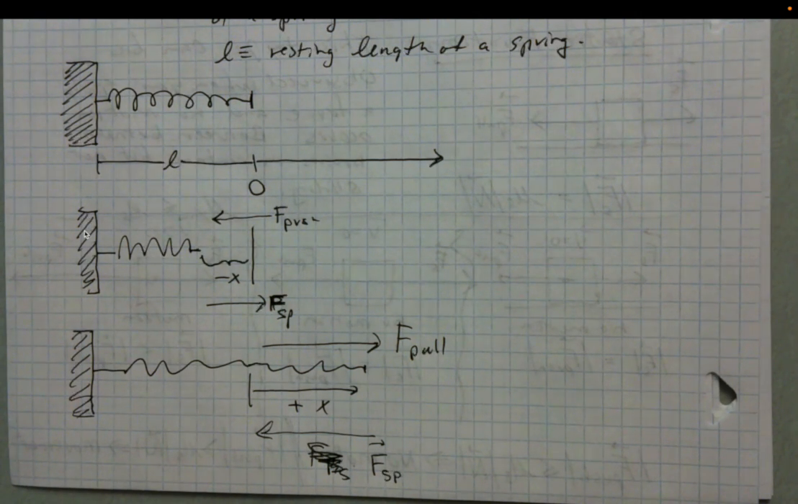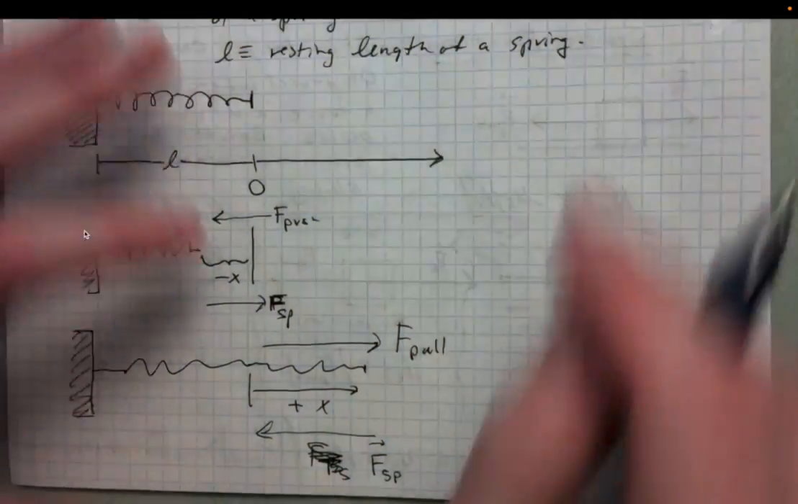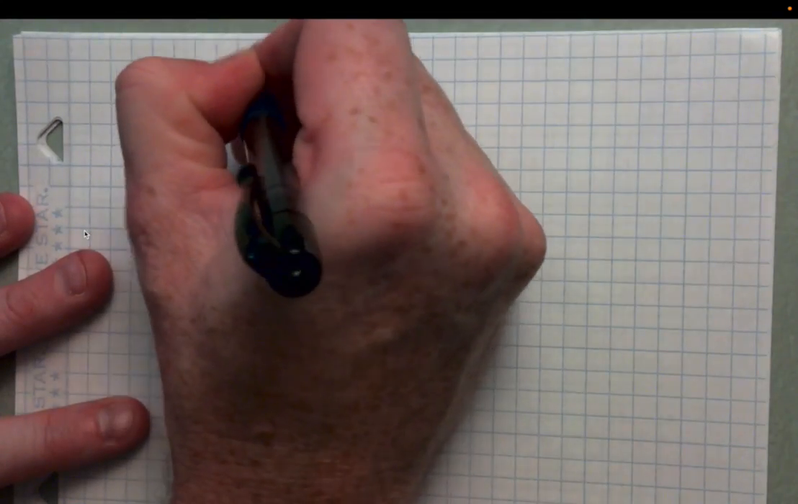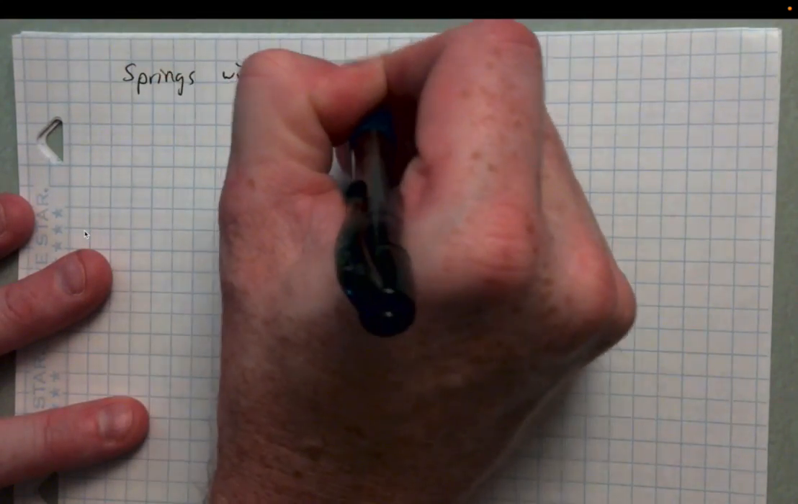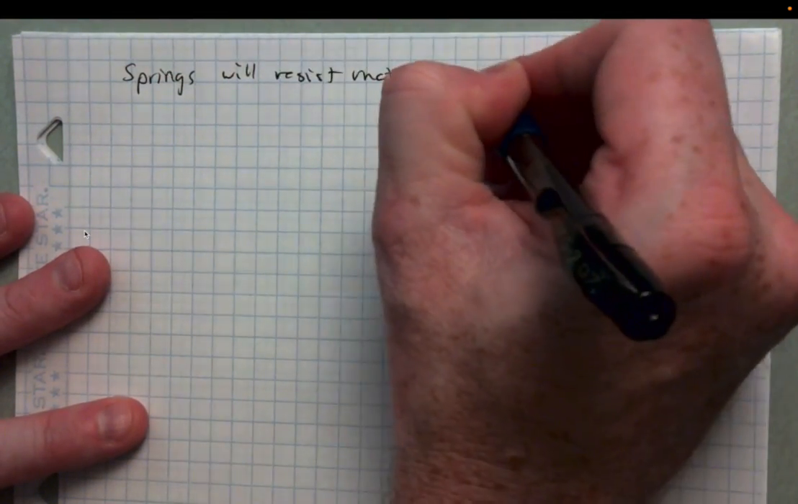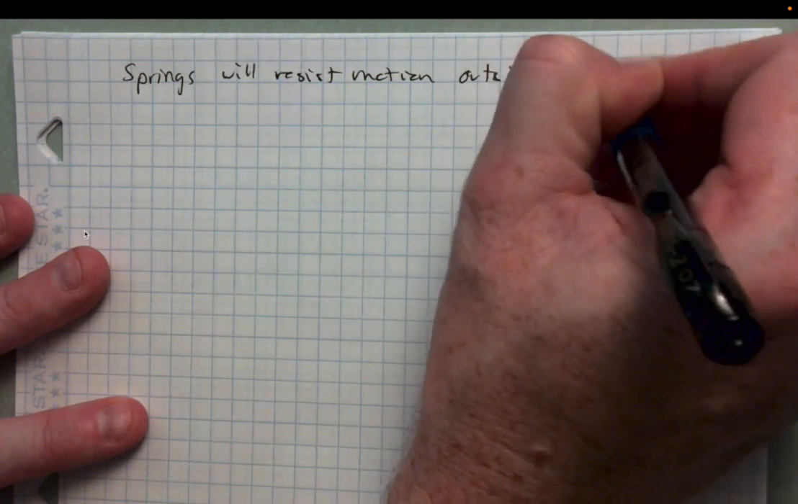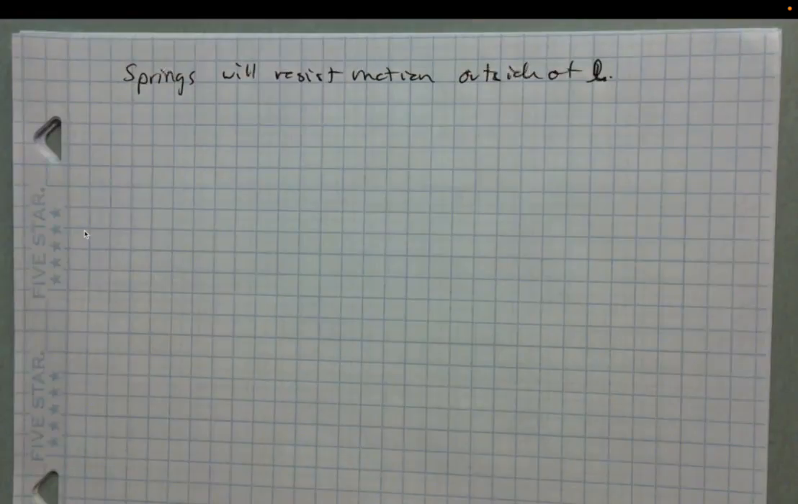We can think of springs as being, what's the word? I can't remember. It resists motion. It's restorative, right? So springs will resist motion outside of L, that's the key thing. Springs will resist motion outside of whatever L happens to be.